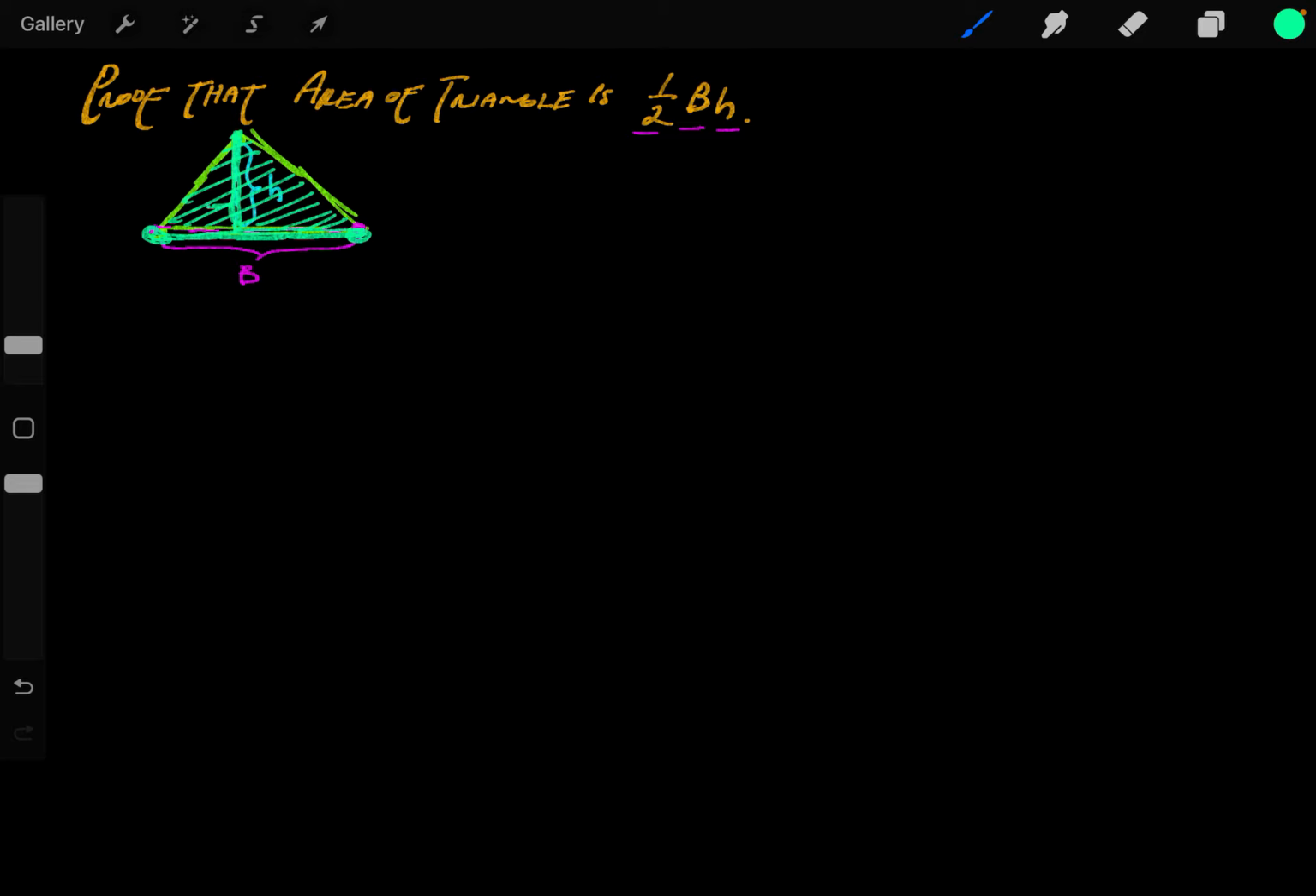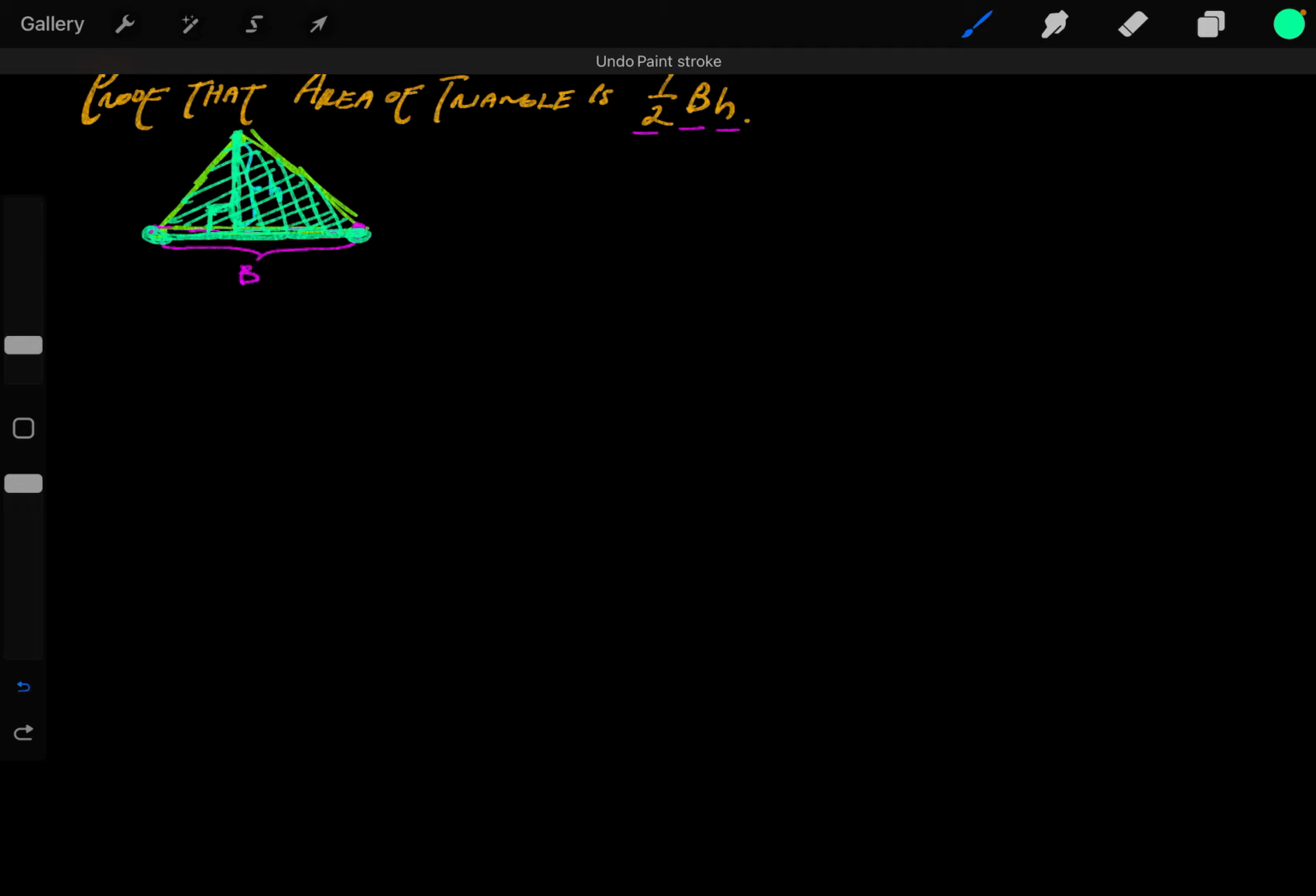And a height has to form a 90-degree angle right here. And the area, everything on the inside, is again equal to this length times this length divided by 2. And that's exactly what this says right here. Now we're going to prove this statement.